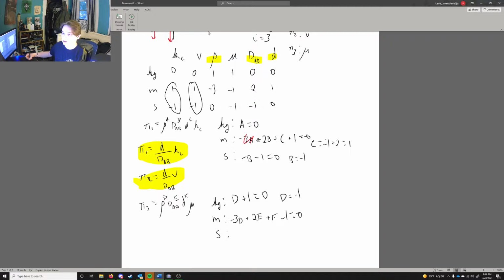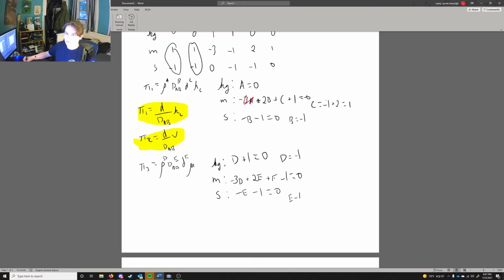So we'll go to seconds, and we'll see that density doesn't have it. The mass diffusivity does have it, so it'd be minus E. Diameter doesn't have it, but viscosity does, and it's -1. That'll be equal to 0. So we can see that E is also equal to -1. So now we can do the math here real fast. Let me just scroll down and give myself some more room. Oh, that made it look like an F. There we go. So we can see that it'll be 3 minus 2 plus F minus 1, and we can see that F is equal to 0.